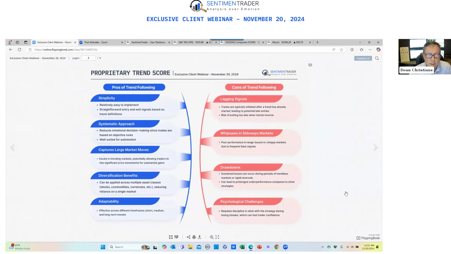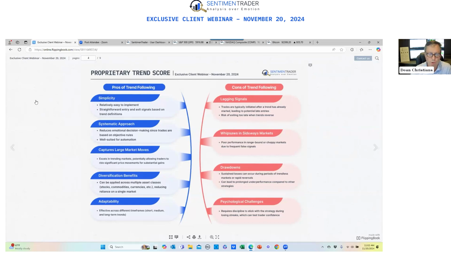Okay, so pros of trend following. Well, it's very simple. If security ABC is above its 200-day moving average, you're long that security. If it's below that average, you're out of that security. So it's very straightforward entry and exit signals. It can be systematized. It's well suited for automation. It's simple. It can be systematized with buy and sell entry signals.